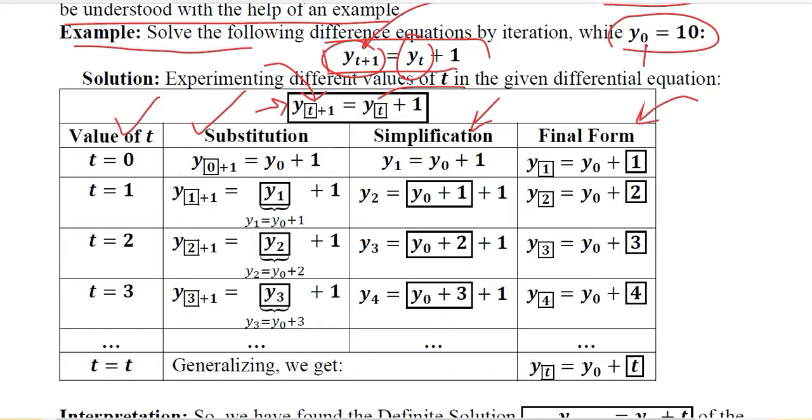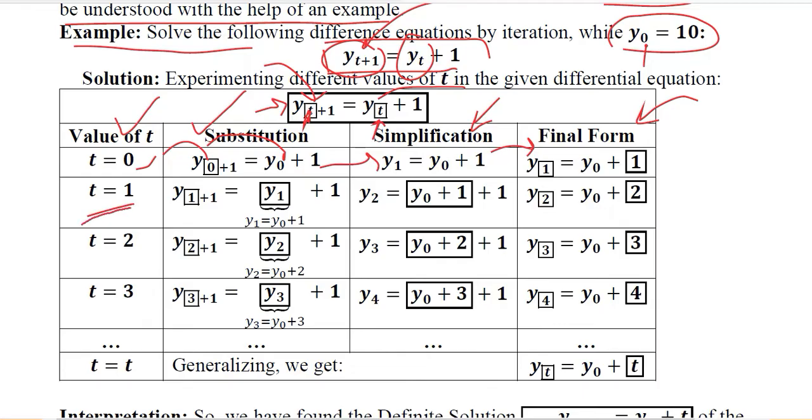So if t starts with 0, we are going to put 0 here and then 0 here. As you can see, we have zeros here, and then we can simplify it. It will be y1 is equal to y0 plus 1. So this is the final form, or the final result of the substitution.